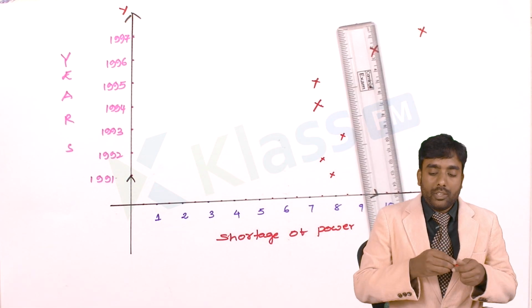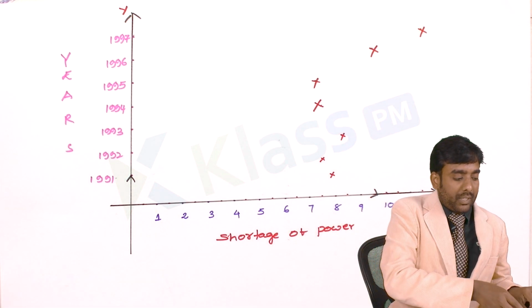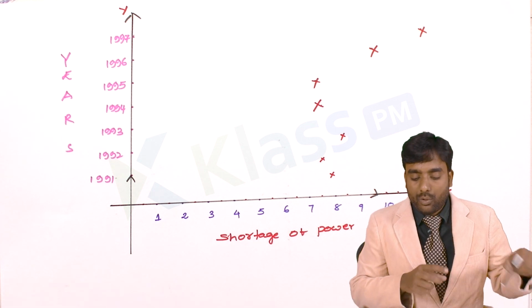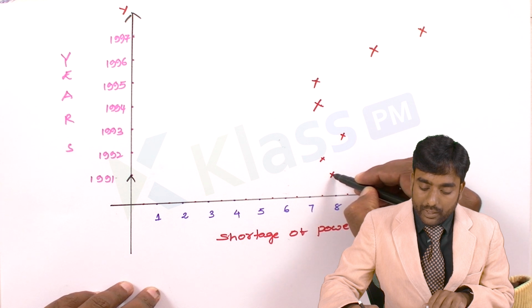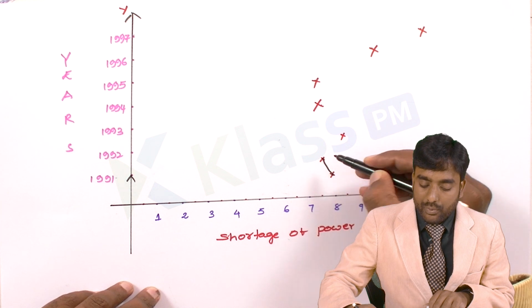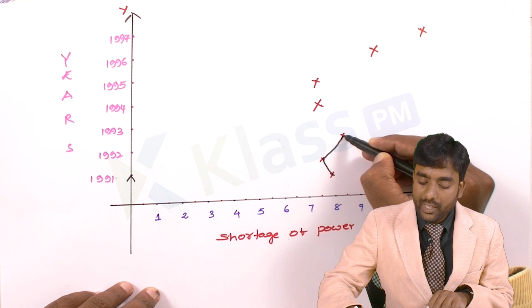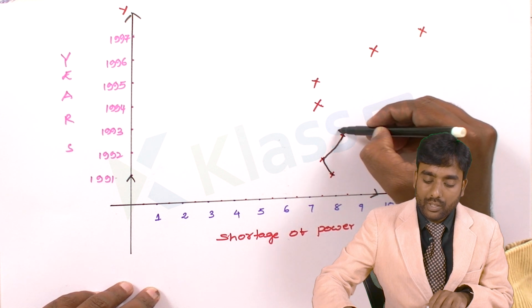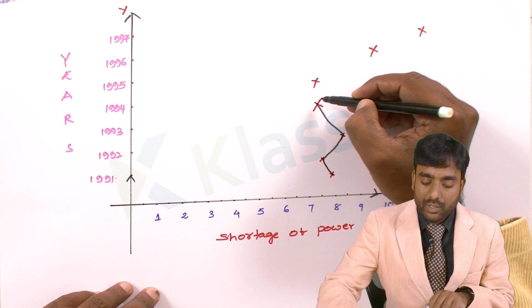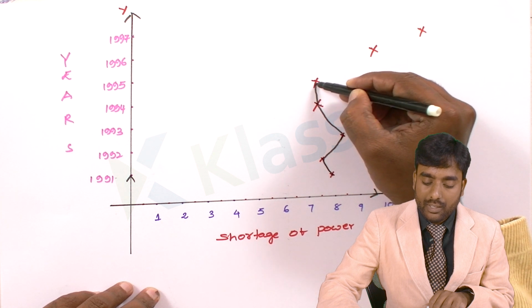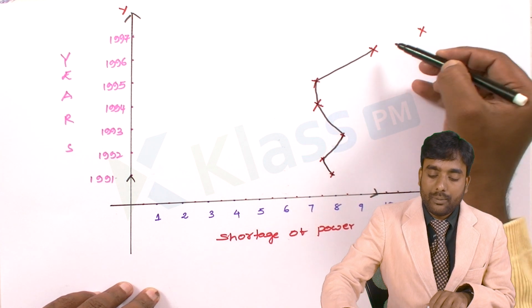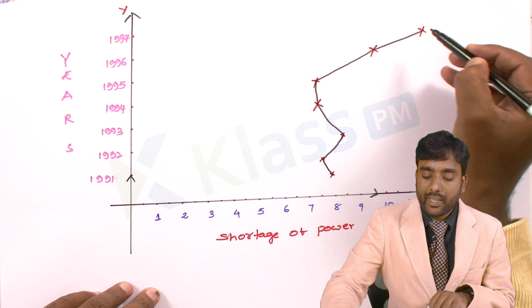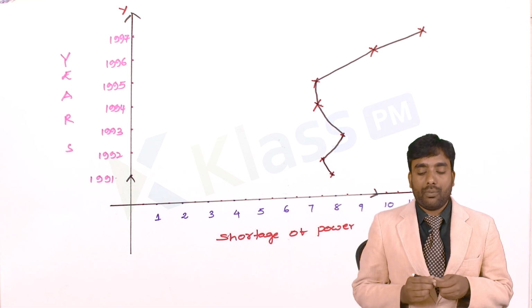Now join these marked points and you can see how the graph increases and decreases over the various years. From 1991 to 1992 the power shortage decreased. For 1993 the power shortage increased again. For 1994 it decreased again, and for 1995 it increased again. For 1996 the power shortage increased and further increased to 1997. This is the way we can make the graph for the given question.